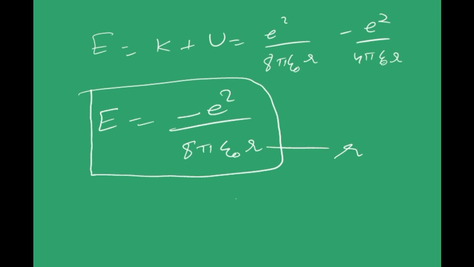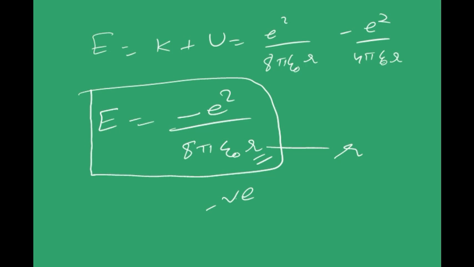Note that, here it depends on r because pi, epsilon naught and e are constants, right? And note that this energy is negative, because if it were positive, first of all the electron wouldn't have been rotating in the orbit, it would have gone out of the atom. And hope everything is clear till now.